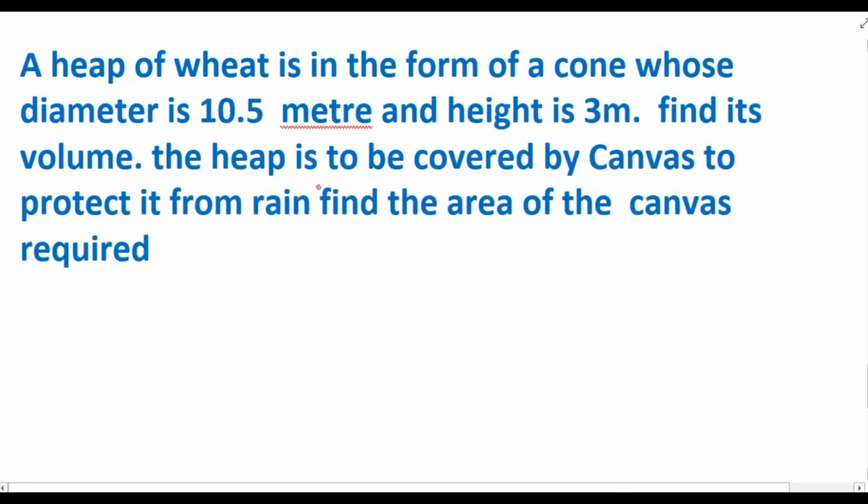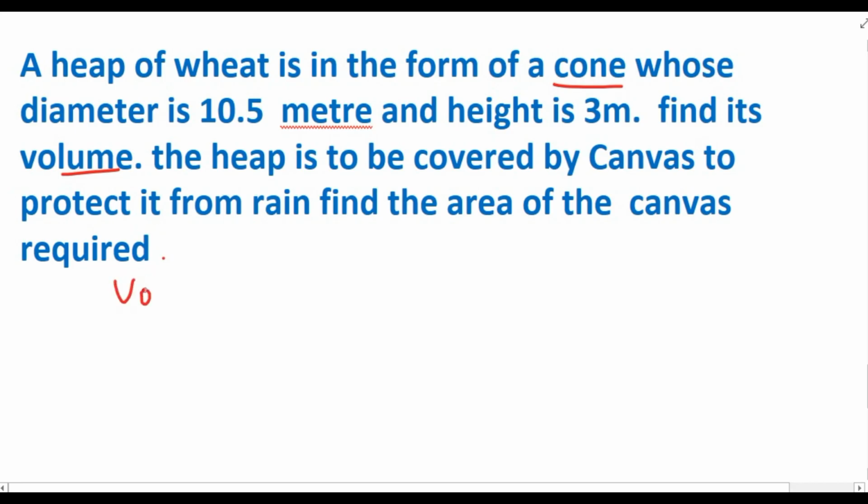Next question. The heap of wheat is in the form of a cone whose diameter is 10.5 meter and height is 3 meter. Find its volume. The heap is to be covered by canvas to protect it from rain. Find the area of the canvas required. So here the shape is cone. We need to find two things. First is volume of the cone. Second thing, the heap is to be covered by canvas to protect it from rain. So what is the area of the canvas required? So we need to find curved surface area of cone also.